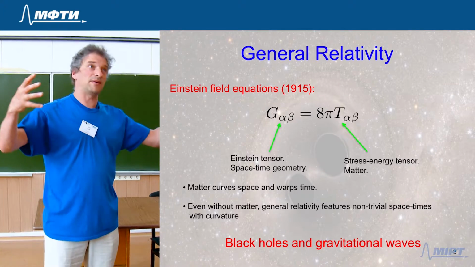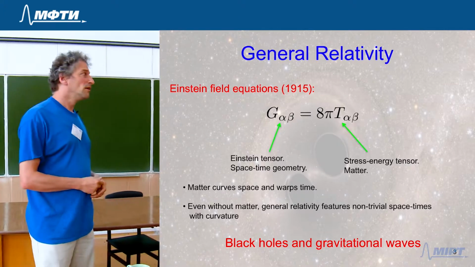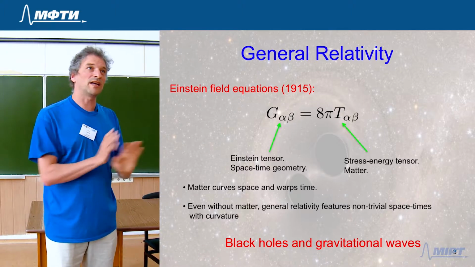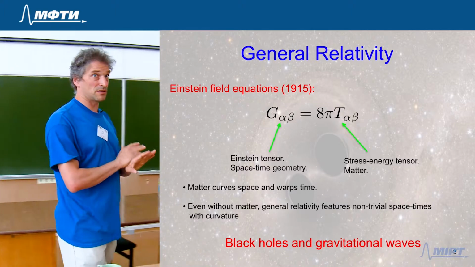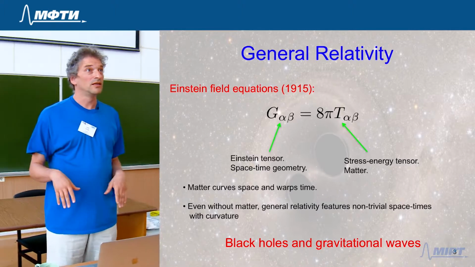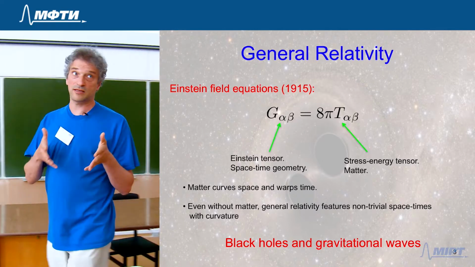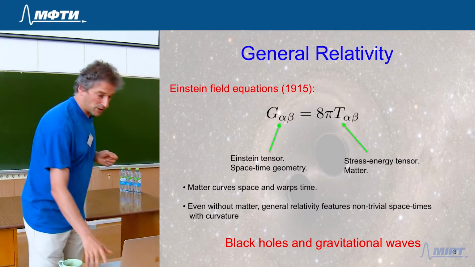Okay, so you need some matter in order to create a black hole. But once a black hole is created, it's a pure vacuum solution. The matter is gone. The matter disappears in the singularity of a black hole. And what's left is a pure vacuum solution of Einstein's equations. And this is what it looks like.